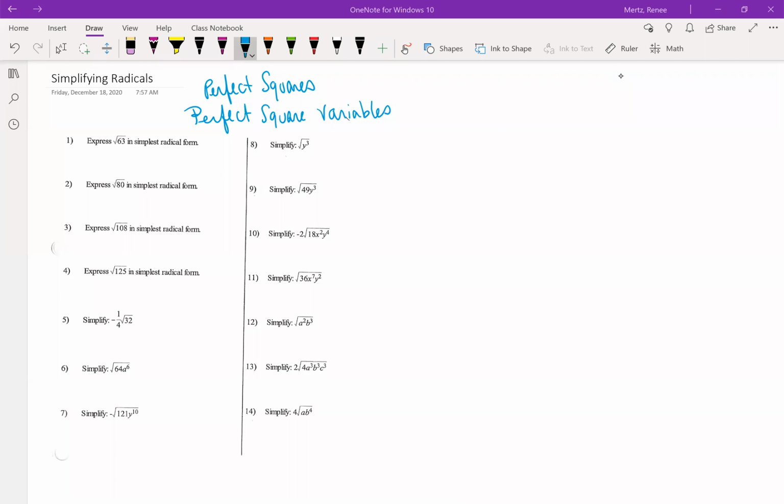Hi guys, today we're going to do simplifying radicals, the second day of it. So we're going to throw some variables into this lesson.